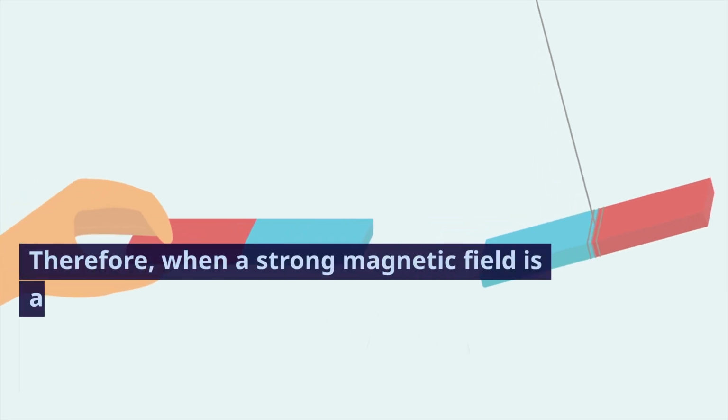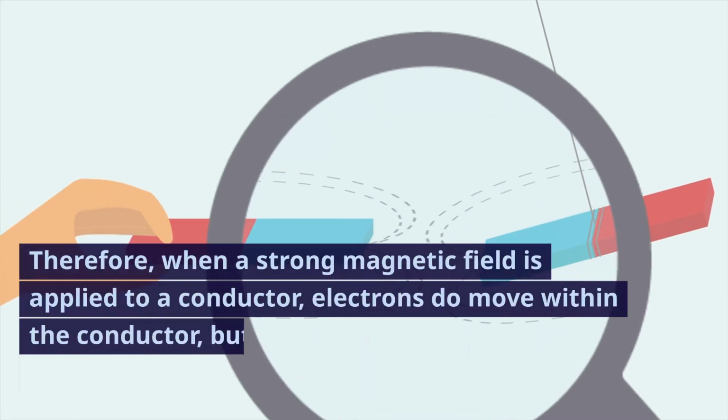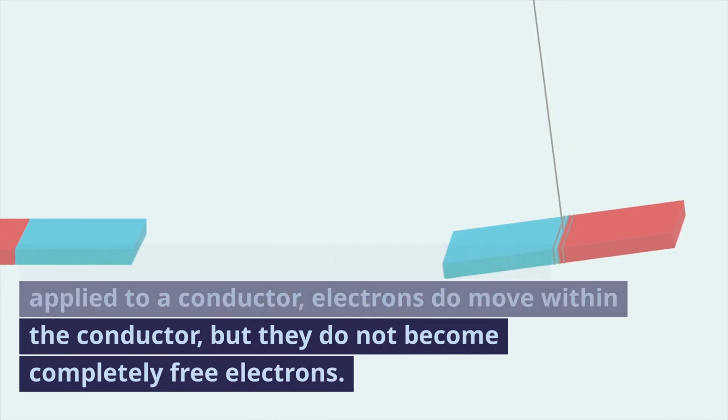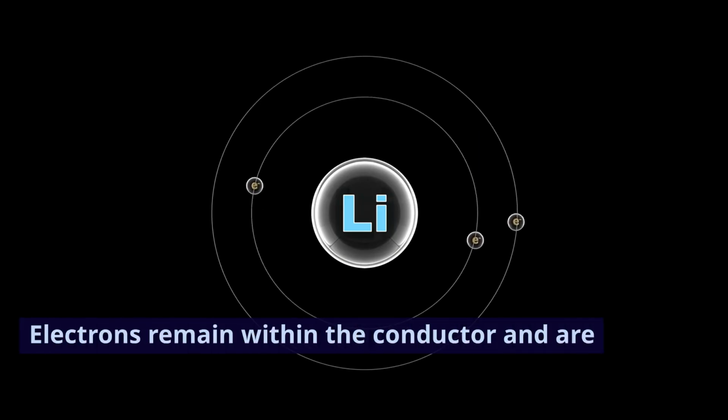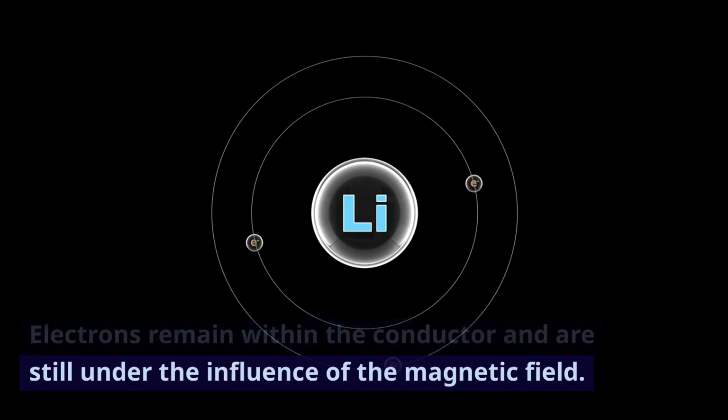Therefore, when a strong magnetic field is applied to a conductor, electrons do move within the conductor, but they do not become completely free electrons. Electrons remain within the conductor and are still under the influence of the magnetic field.